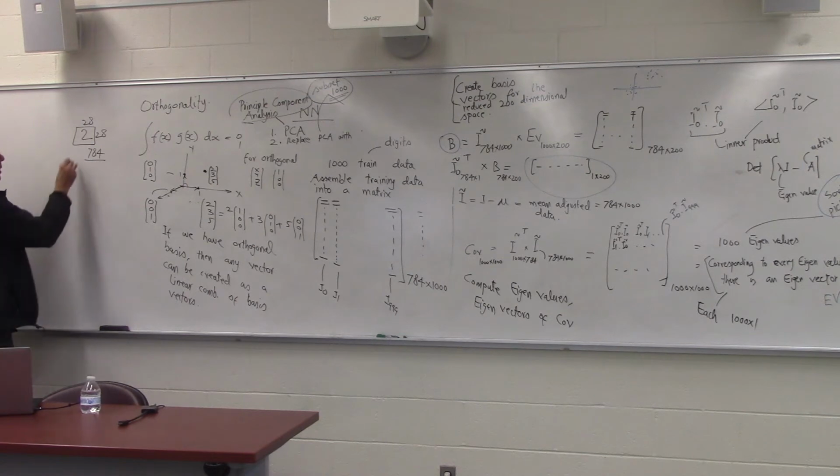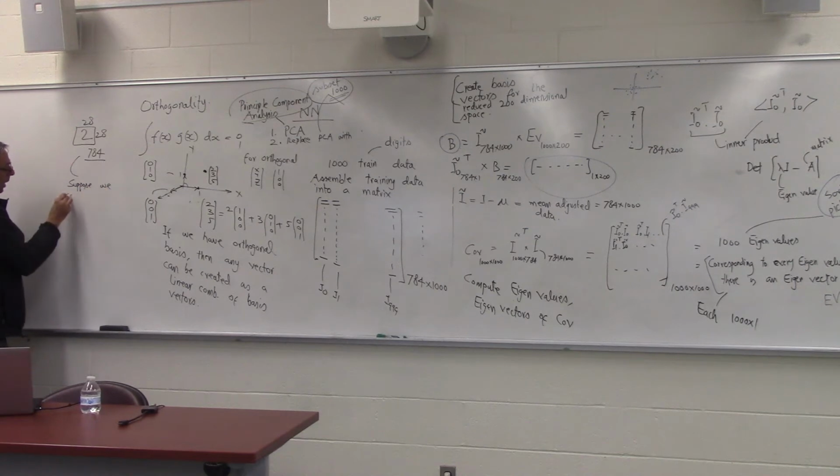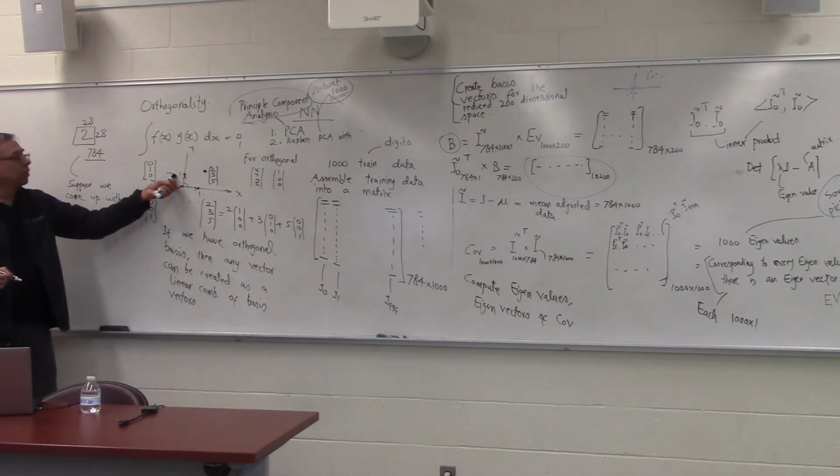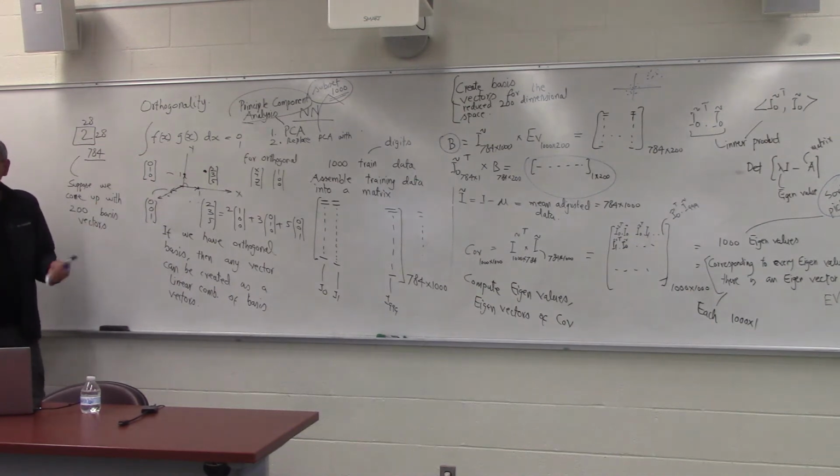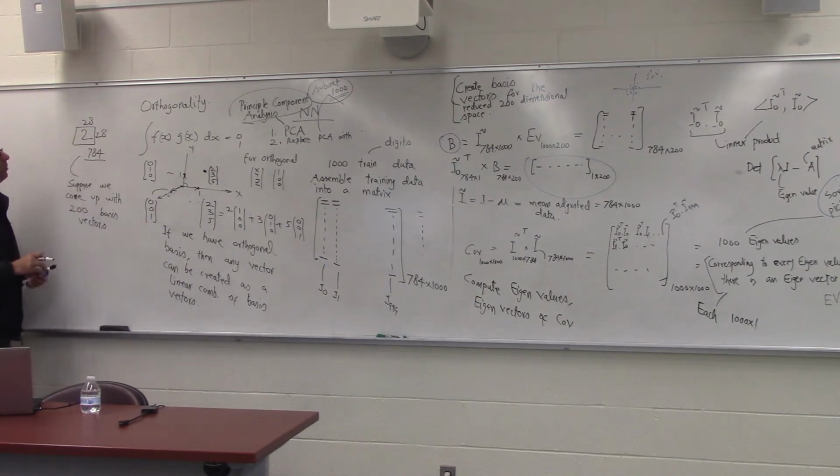So suppose somehow we come up with 200 basis vectors. See, once again, think of it this way. In the 3-dimensional space, what was the size of each basis vector? 3 by 1. So in the 784, if I say there are 200 basis vectors, what will be the size of each basis vector? It will be 784 by 1.